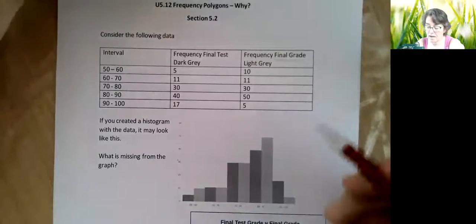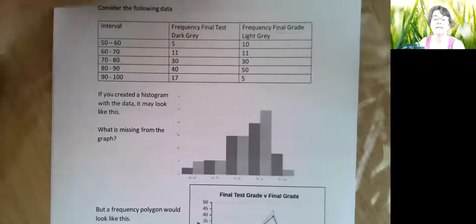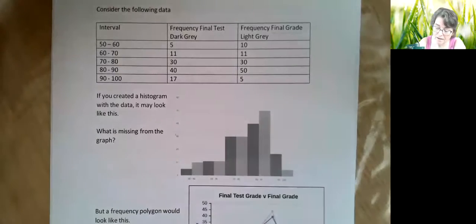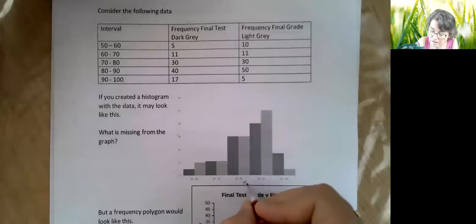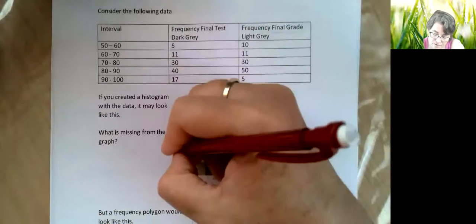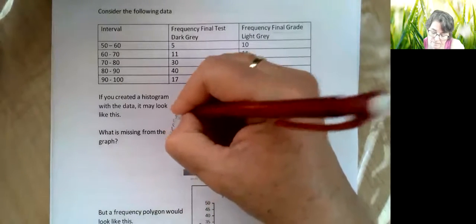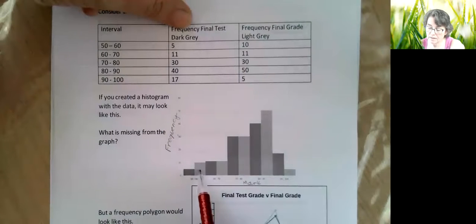So I used the computer this time, and I tried to create a histogram, and it didn't really come out very nice. And to me, this looks pretty confusing. So on this is the mark, because there's some stuff missing off this graph, and this is the frequency. And the dark gray is your final test mark, and the light gray is your final grade.